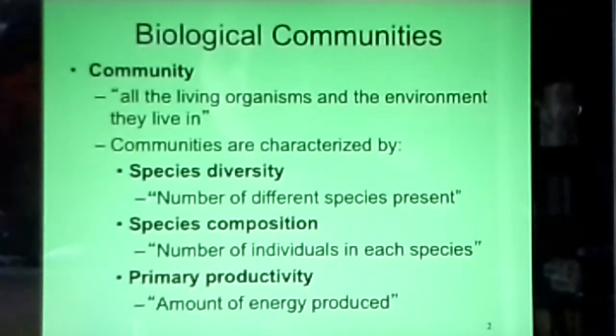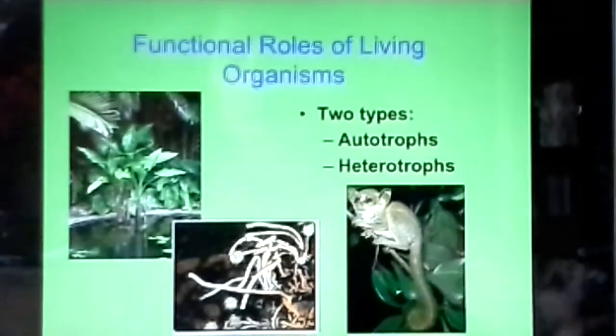Primary productivity, of course, are plants, and you have to look at how many plants are there and how many species of plants. The more plant diversity and the more plants you have just in terms of numbers, the more energy that you make and the more herbivores and carnivores that can be supported.